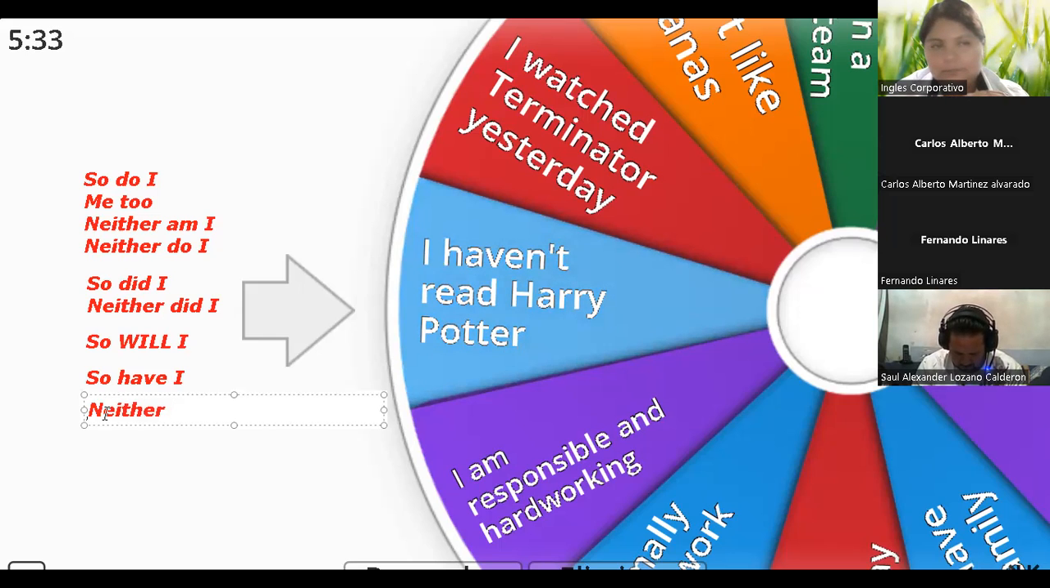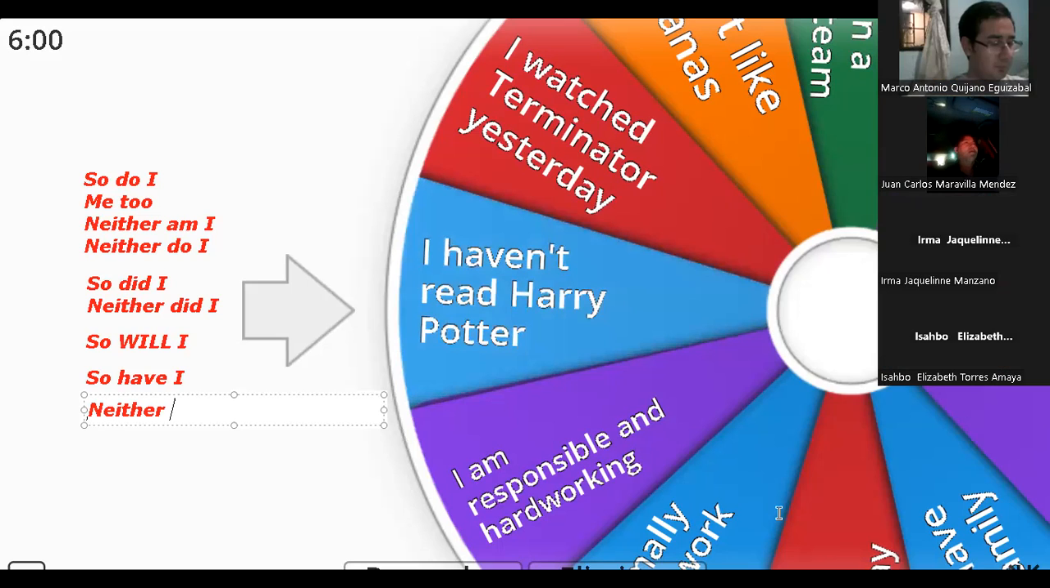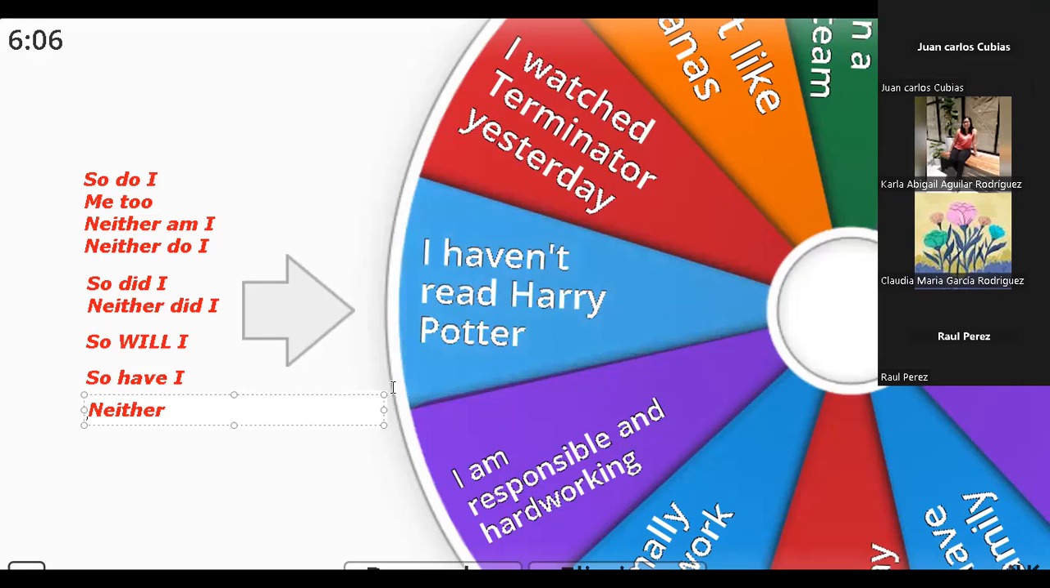Juan Carlos Cubillas. Juan Carlos, I haven't read Harry Potter. What do you think, Juan Carlos? How will you answer? Anybody? Who has the answer? I haven't read Harry Potter. Irma: Neither do I. Okay, so when you have a perfect tense, you have to answer with have. Neither have I. Remember, when you have a negative statement, you answer with a negative. If the sentence is positive, you answer with so have I. So or neither, that depends. So, neither have I.